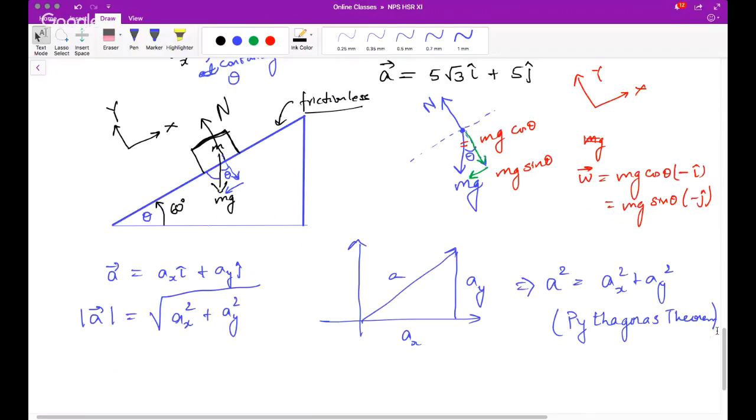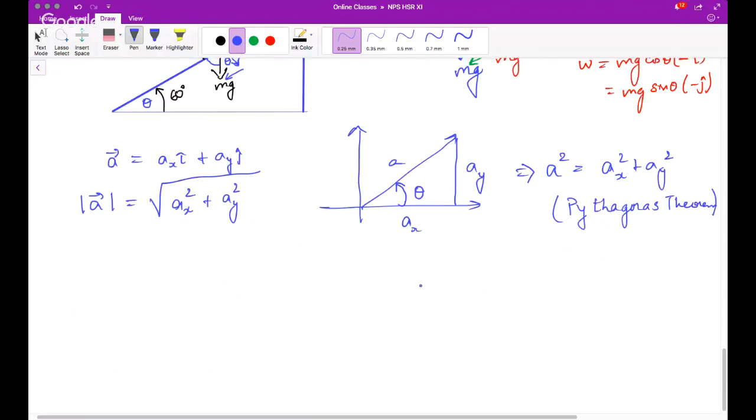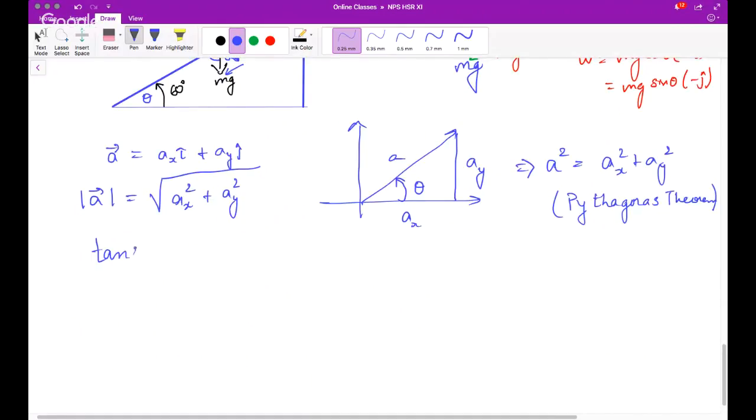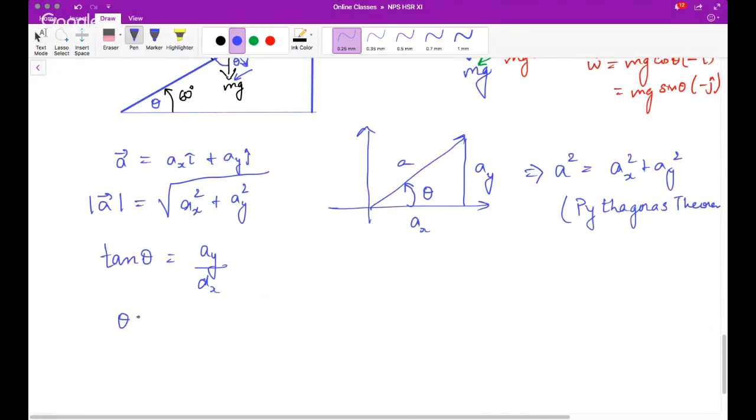So if the components are given, you can find out the vector magnitude. You can also find out the direction. Let's say this A is making angle theta with the x-axis. We can easily say tan theta is ay upon ax. Hence theta will be tan inverse of ay upon ax. So if the components are given, we can find out both direction as well as magnitude.